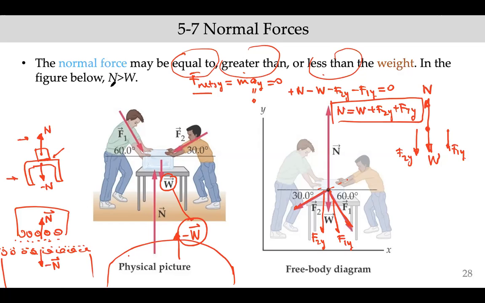But of course, the normal force and the weight show up in the same equation, F equals ma. So at the end of the calculations, you find some relation between the normal force, weight, and other forces in the system.